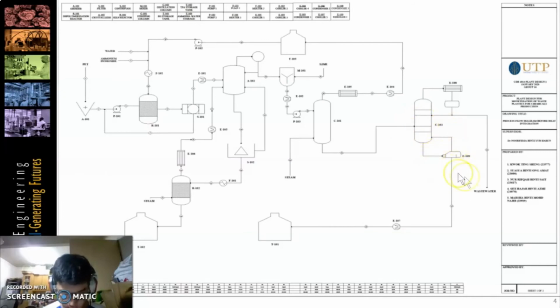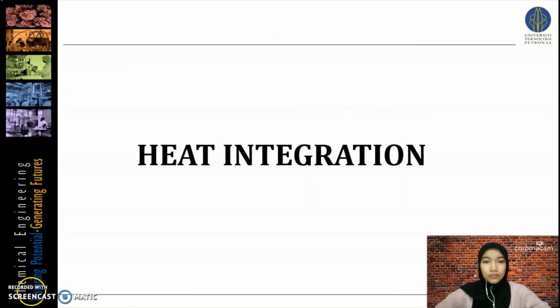The outlet of the bottom product from the distillation is then cooled to a temperature of 25 degrees Celsius through E107 before being sent to the ethylene glycol storage tank T101 via stream 32. Next, we will move to the heat integration of our process plant.